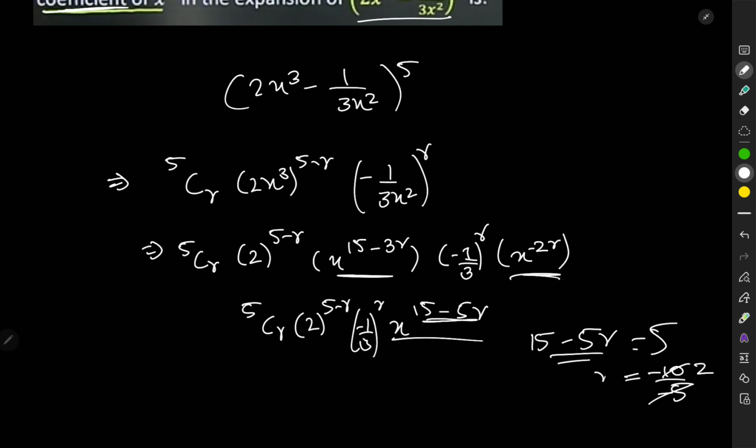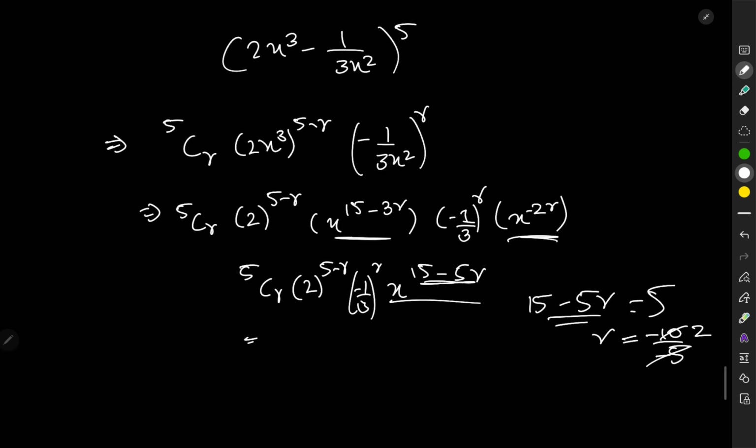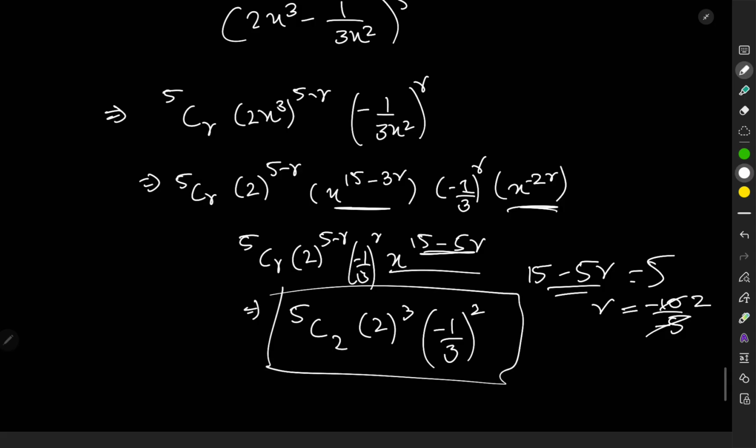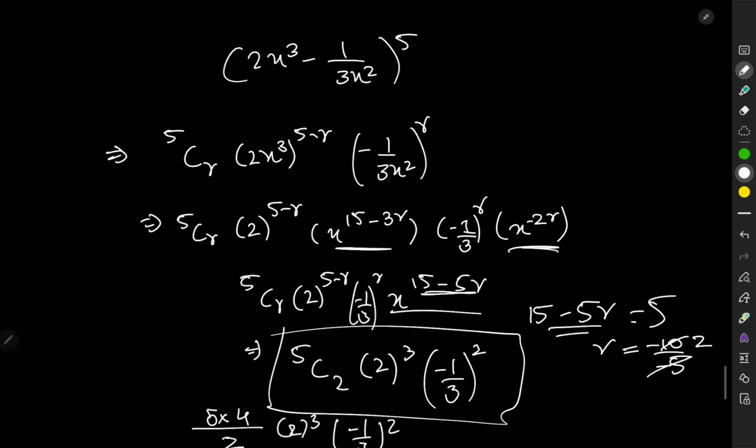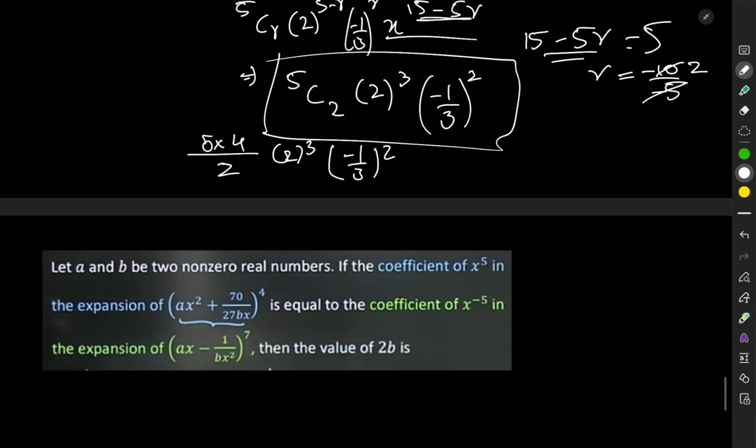So we have got r equal to 2, and substituting r equal to 2 in the coefficient part, we'll get 5C2 2^3 (−1/3)^2. Solve this and get the answer, fine? I hope you can do this. 5 multiplied by 4 divided by 2, times 2 to the power 3, times (−1/3) whole squared. I think this is not a complicated thing. You can do this on your own, right? Okay, let's solve another question.